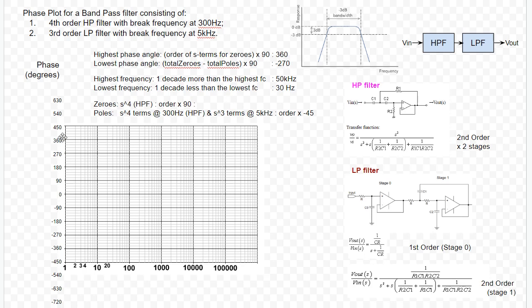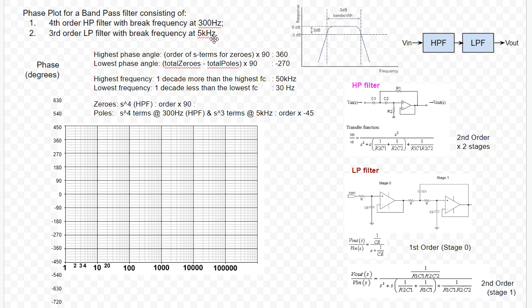So 360 here, negative 270 here. I think I got my range okay, so that's done. Next, to figure out what is the highest frequency range and the lowest frequency range. For the highest frequency range, what you do is you look for 1 decade more than the highest cutoff frequency.